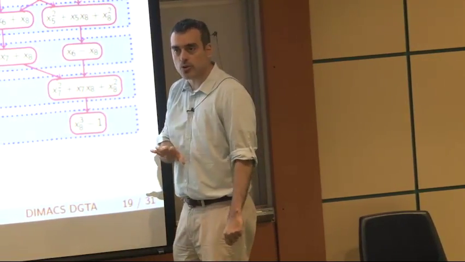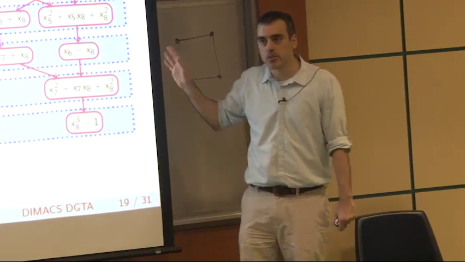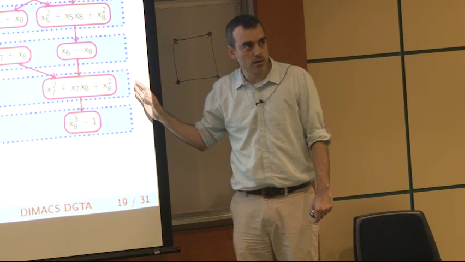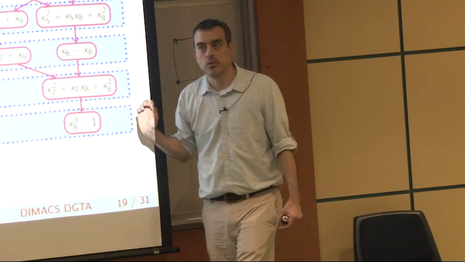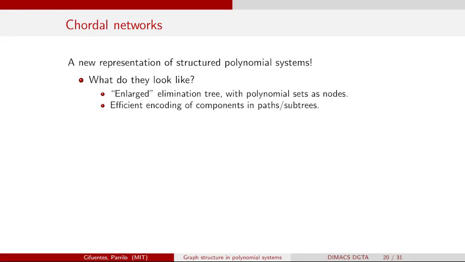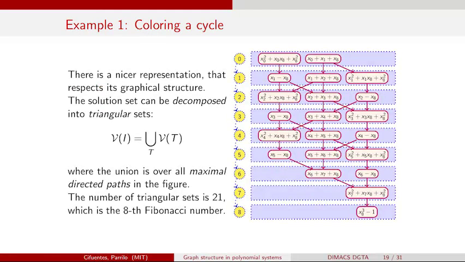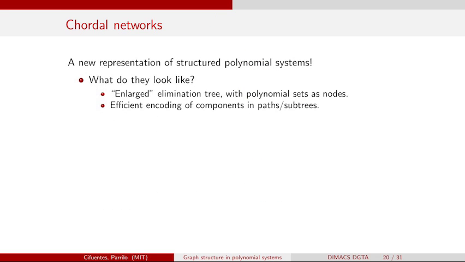So what we want to try to understand is, perhaps something very, very special is happening in this case, but to what extent can we do this for an arbitrary system? Right? This is really what we're trying to understand. So it turns out that we can do this. This is your first example, if you want, of something that we call the chordal network, which is going to be a very interesting object. And it's really a new representation of the solution set of a structured polynomial system. It doesn't apply in general. It will apply in this low tree width situation.